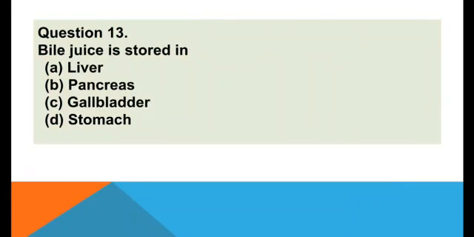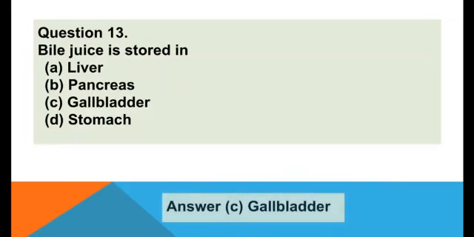That bile juice is stored in which part of the organ, you have to tell. Your options are option A liver, option B pancreas, option C gallbladder, and option D stomach. As we discussed in the previous part of the question, you can guess the answer very quickly. That is option C gallbladder. Yes, bile juice is secreted from the liver and it is stored in the gallbladder. Don't get confused. It's secreted by the liver and stored in the gallbladder.